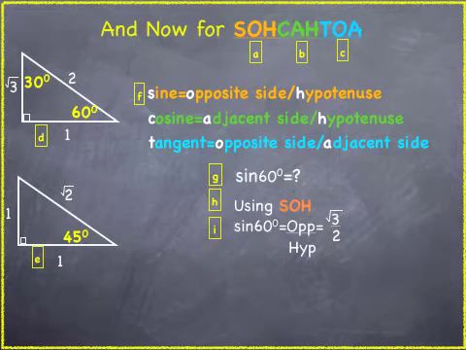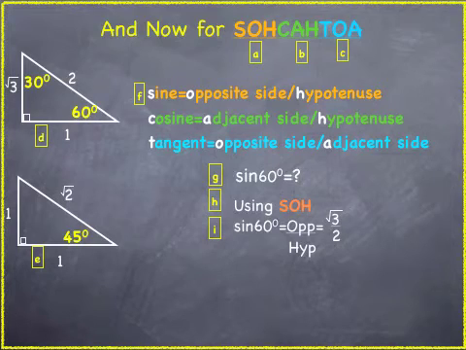In B, we have the second part of SOHCAHTOA, CAH, and that's cosine is equal to the adjacent side divided by the hypotenuse. In C, we have the last part of SOHCAHTOA, TOA, and that stands for tangent is equal to opposite side divided by the adjacent side. Okay, so how are we going to use all this?